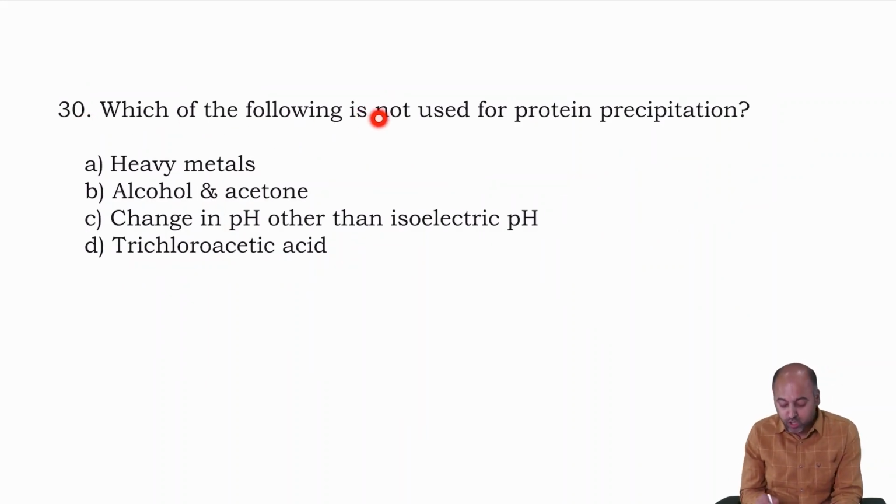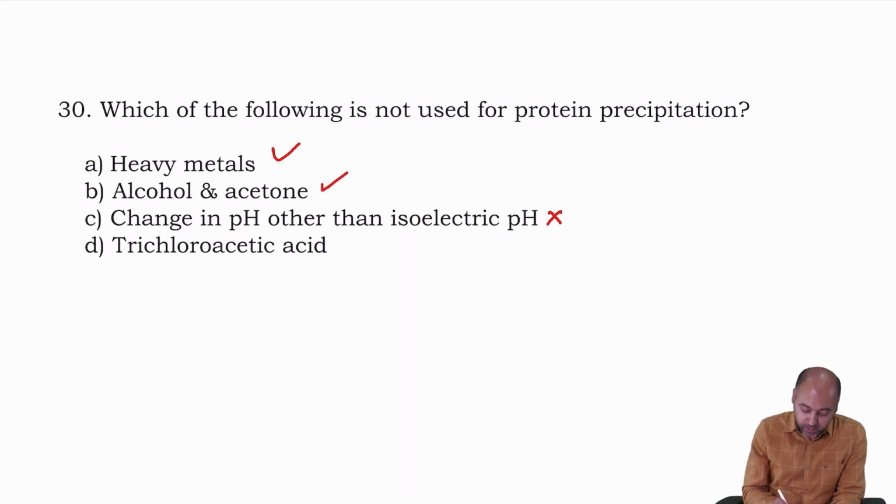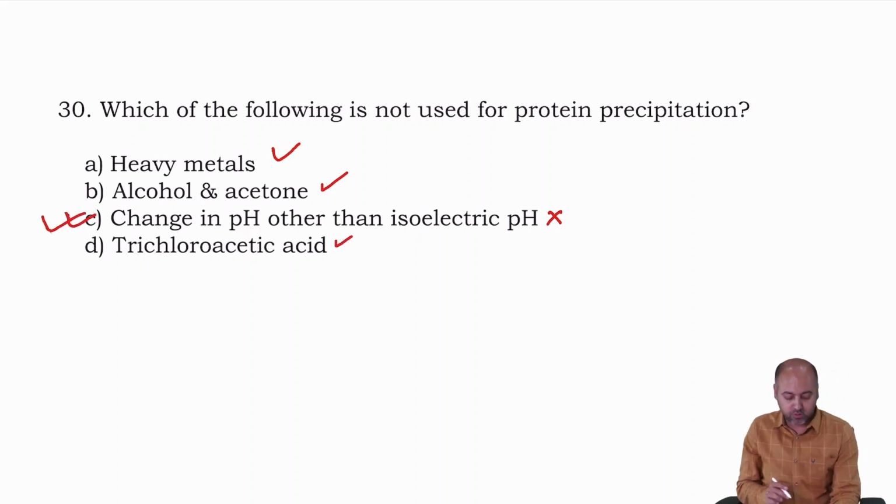Which of the following is not used for protein precipitation? See, again a technique. Heavy metals, yes. Alcohol and acetone, yes. Change in pH other than isoelectric pH, no. Change in isoelectric pH is used for precipitation. And trichloroacetic acid, yes. So the option is C.